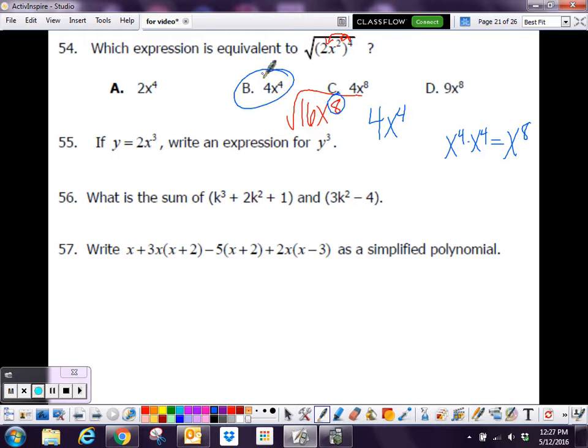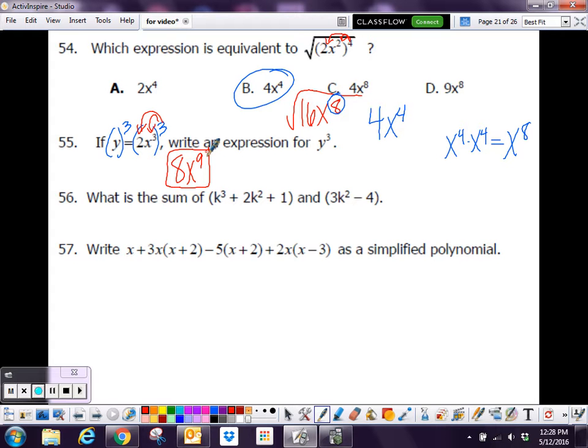55, if y equals 2x cubed, write an expression for y cubed. So what they have done is they've taken this y and they've cubed it. Well, if you cube that side, you also have to cube the other side. That's what algebra is all about. What you do to one side, you do to the other. So I need to take that 3 and distribute it. So that's 2 to the 3rd power, that's 8. Now this is a power to a power, so I'm going to multiply those and get x to the 9th.